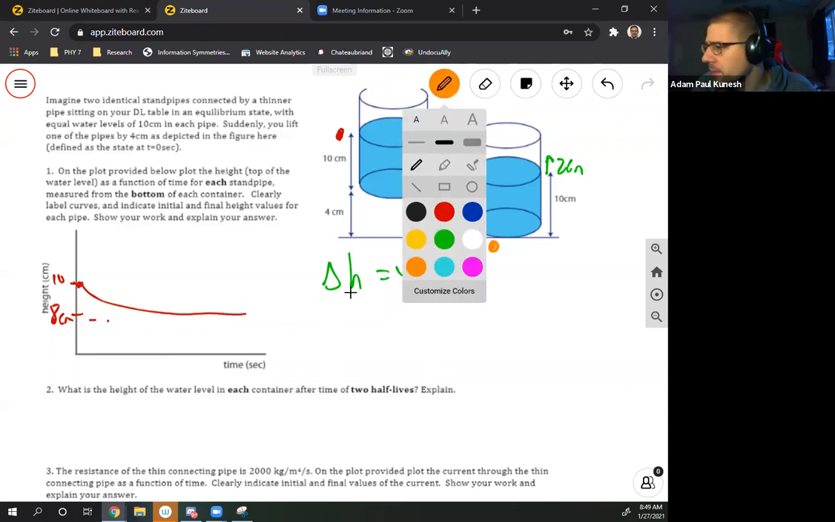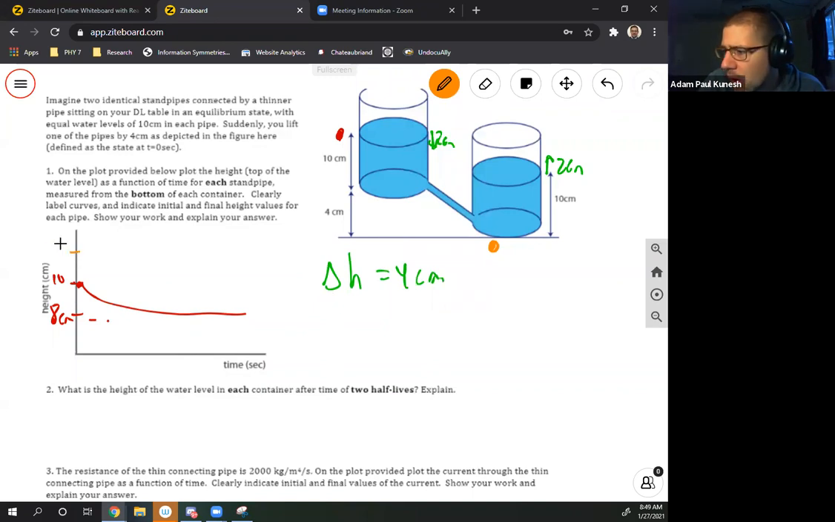The one on top starts at 10. It's going to go up to 12. It's going to increase by 2. So we're going to have the same decay rate.